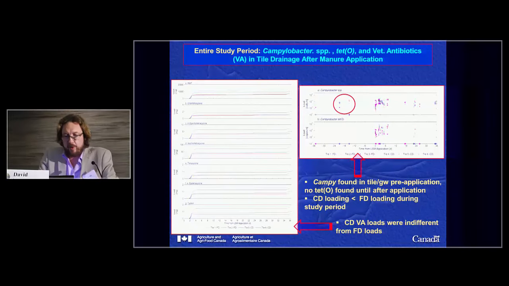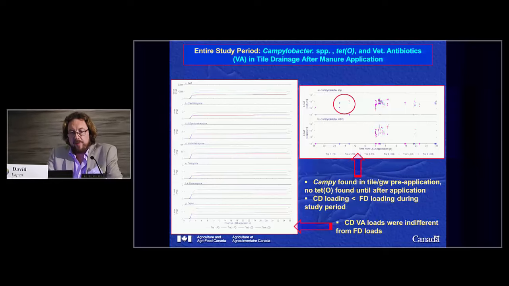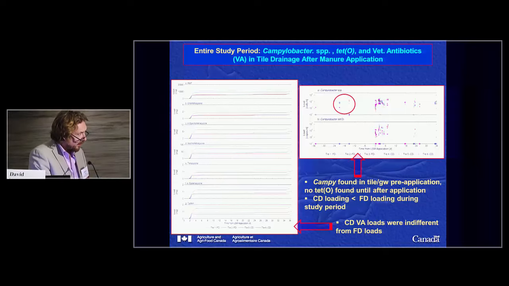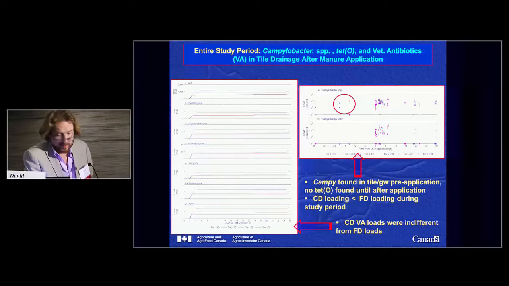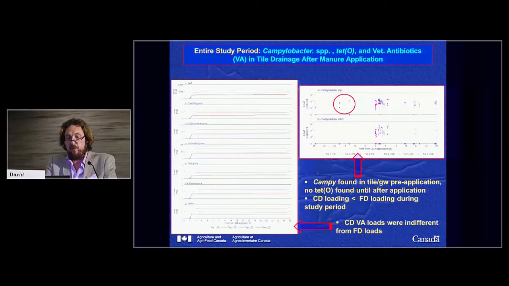Over the entire study period, we found Campylobacter in tile and groundwater pre-application, but there were no antimicrobial resistance genes found until after application. It makes sense. So Campylobacter is in the system, birds come on, what have you, there's DNA in the system. But the antimicrobial resistance genes only appeared after application, and that indicates very clearly that the source was the swine manure.